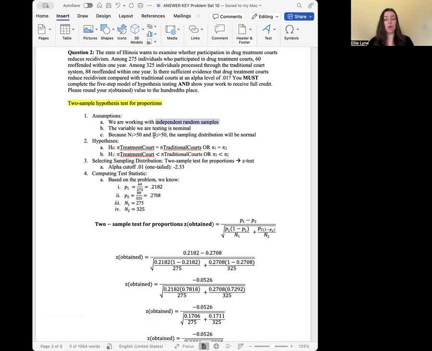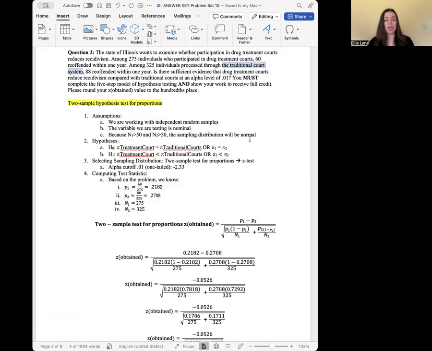Second is that the variable we are testing is nominal. Okay, let's go back and make sure that the variable itself we have here is nominal. So we have those who participated in drug treatment courts and those that didn't, or rather the traditional court system. And so here, think all the way back to chapter 1 and 2, I see that this is basically a yes or no question, right? Did you participate in drug treatment courts or did you participate in the traditional system, right? There's no numerical value there. It's basically just a yes, no binary variable. Did you or did you not? And so we can check this one off as well.